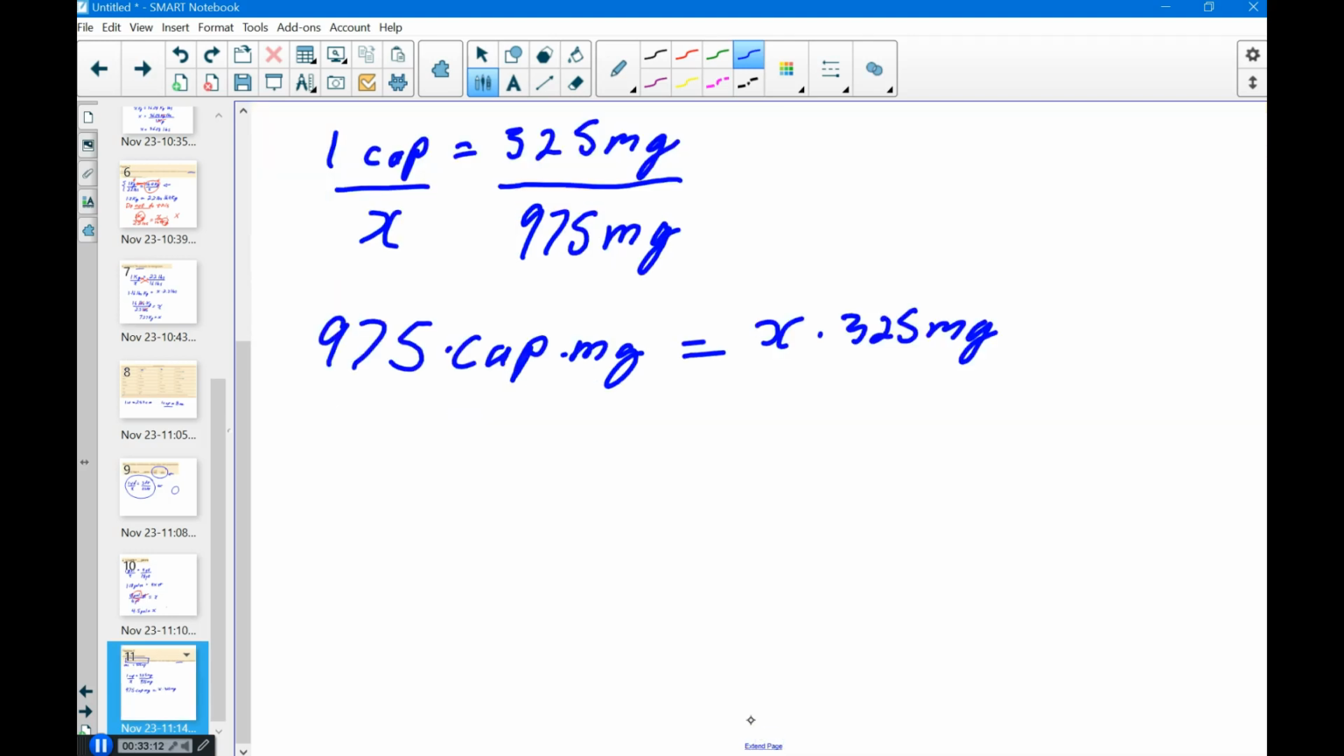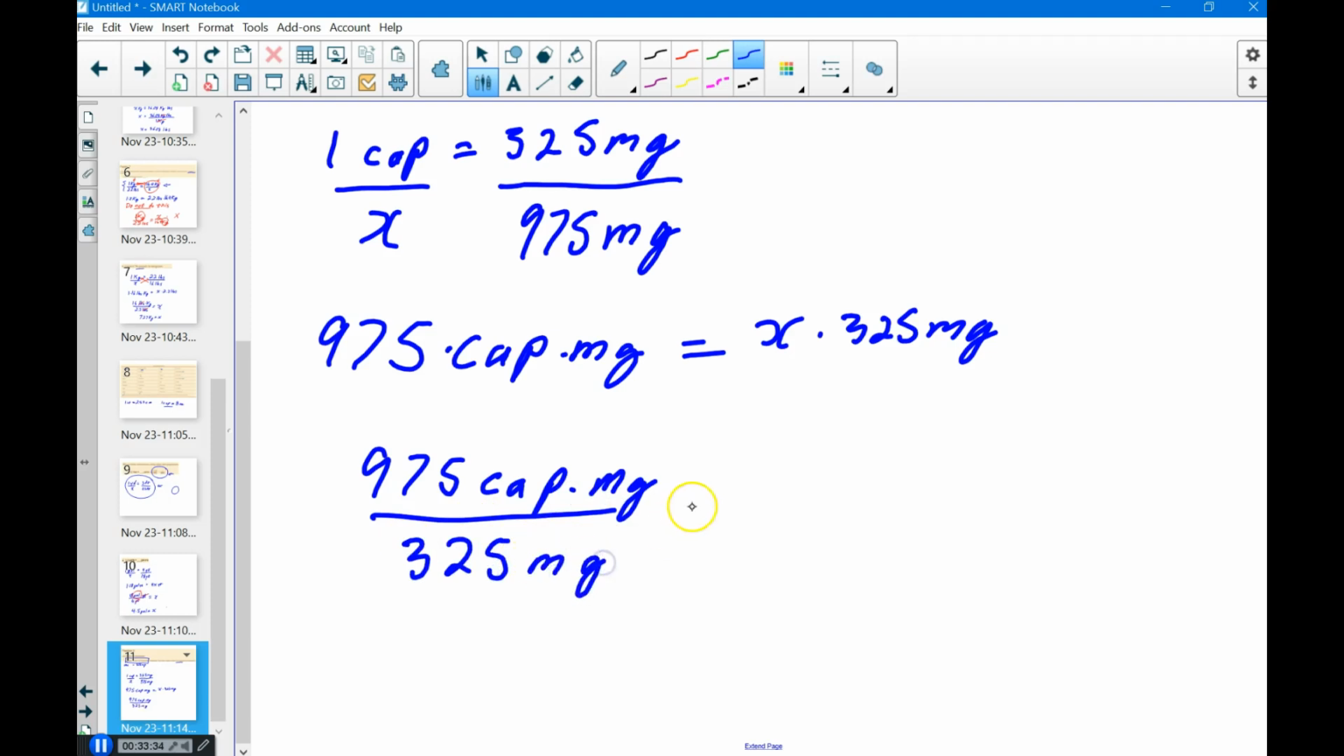milligrams. Then I'm going to solve for X, so I have to divide both sides by 325, or just simply do this, 975 over 325 on the bottom. Notice I'm keeping the units because it's going to make sure that I'm doing it correctly. And that equals my X value. Noticing again, the milligrams cancel with milligrams, and I'm left with the unit the question is asking me for, caplets, sorry. If you think my printing is bad, you should see my writing. It's really bad.